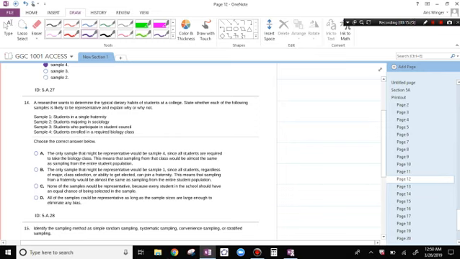No. Students who are enrolled in a required biology class. So since this one's required, everyone has to take it. And so that might be representative. The only sample that might be representative would be sample 4, since all students are required to take the biology class.